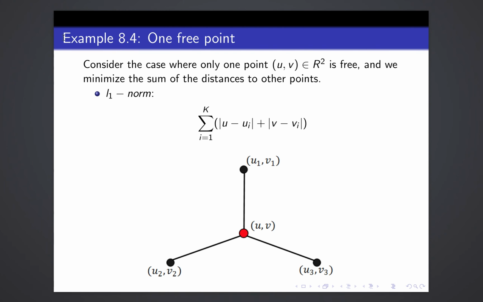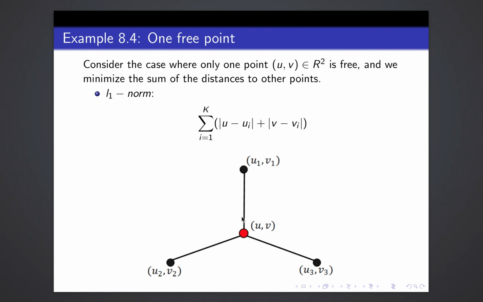Here is a very simple example. It's called one free point. So we consider the case where only one point (u, v) in 2 dimensions is free, and we want to minimize the sum of the distances to other points. So the objective function is in L1 norm. It can be written in this form. As we can see here, ui and vi are fixed or known to us.